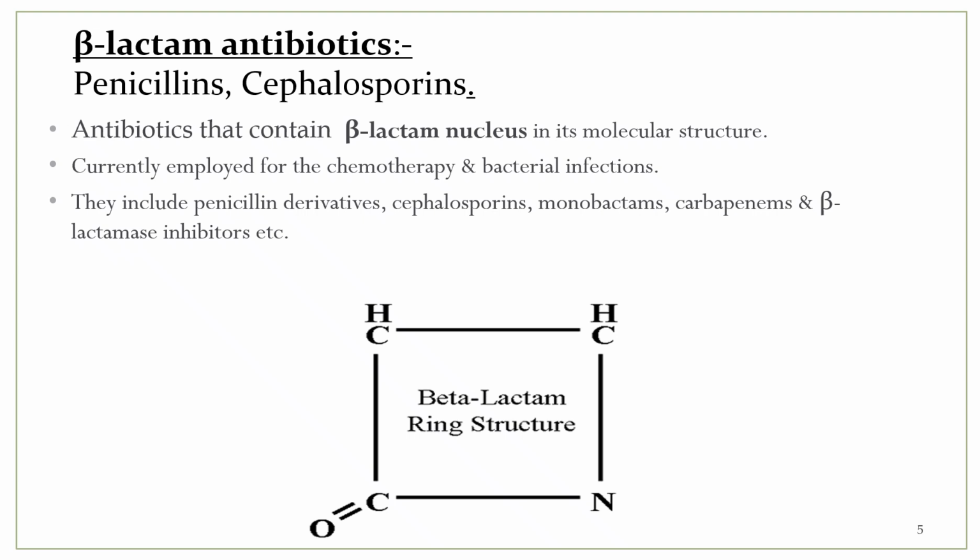Now, move on to the first type of classification, that is beta-lactam antibiotics. Under beta-lactam antibiotics, we have penicillins and cephalosporins. So, what are beta-lactam antibiotics? They are antibiotics that contain beta-lactam nucleus in their molecular structure, and they are currently employed for chemotherapy of bacterial infections. They include penicillin derivatives, cephalosporins, monobactams, carbapenems, and beta-lactamase inhibitors.